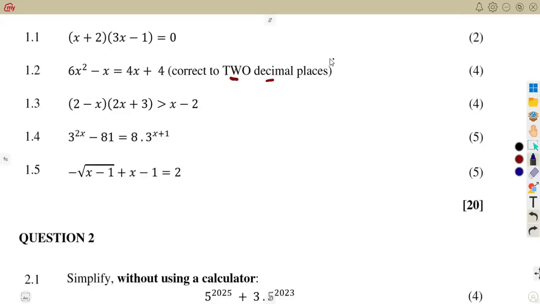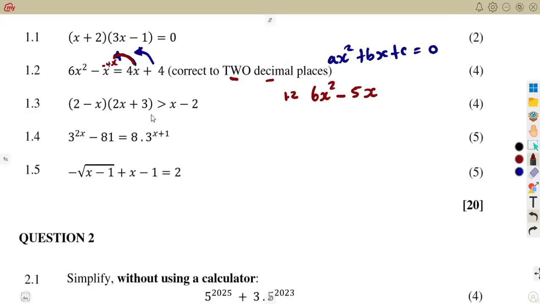The format of our quadratic equation is ax squared plus bx plus c is equal to 0. So one side must be equal to 0, meaning to say we are forced to transfer this to the other side of the equation. So that is going to be something like this: 6x squared as it is. There is minus x. You take the 4x this side, so it will be minus 4x. So it's minus x minus 4x, which is minus 5x. You take the 4 to the other side, it is going to be a minus 4. So that's equal to 0.